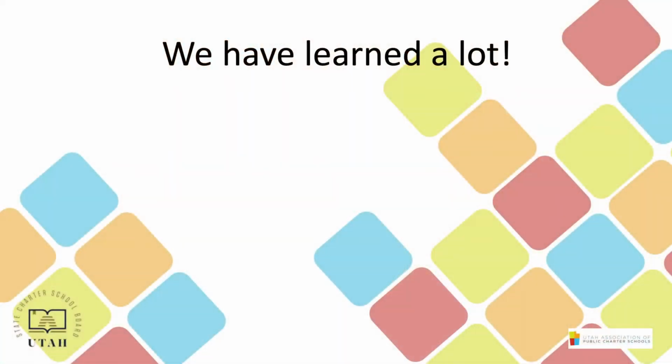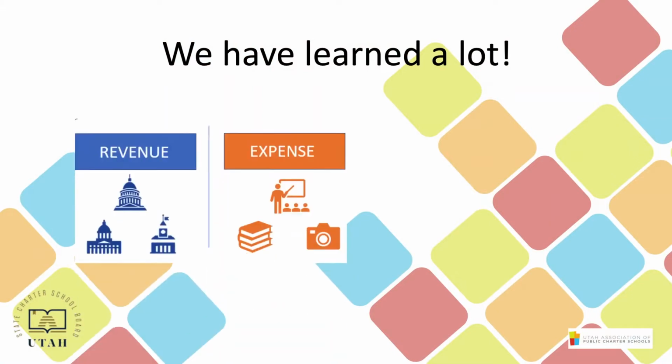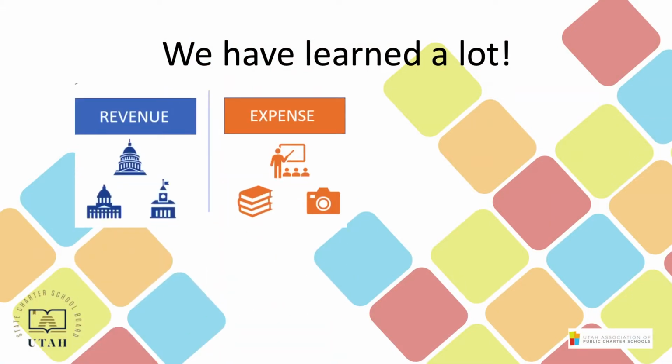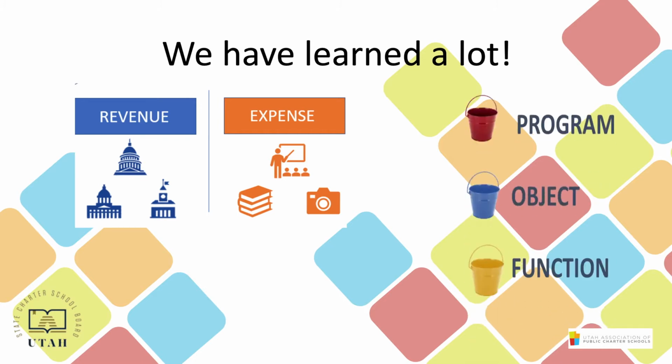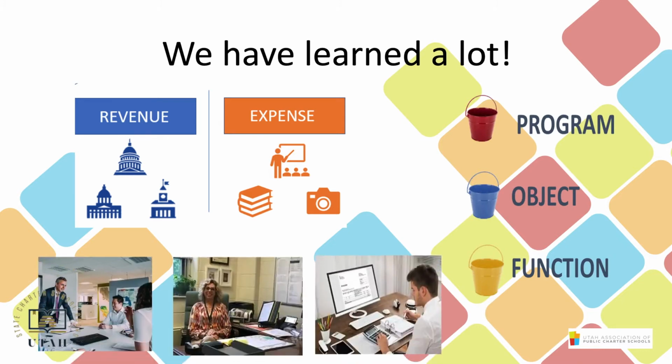We have learned a lot in a short amount of time. We have learned that programs have revenue and expenses and that they can be from local, state, or federal sources. We covered the reason for program accounting, as well as the parts of the chart of accounts which make up program accounting. We briefly discussed restrictions and then wrapped up with the roles people play in program accounting.